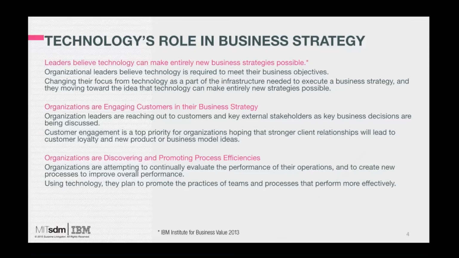In addition to that, organizations are taking business processes, learning how to adapt them to gain efficiencies as they have always been doing, but now they're using technology as a way to help visualize those processes and get best practices to be shared among their organizations. So the technology is now helping make it more effective in achieving their desired business results. So they're continually evaluating performance of their operations, creating new processes, again evaluating overall performance and using technology to help them do that more effectively.